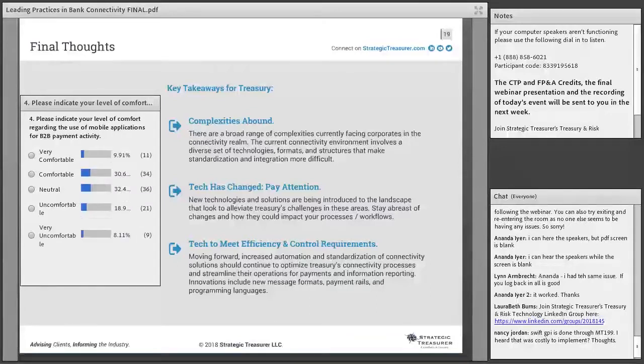Now, we're going to go ahead and show the results of this. Very comfortable with mobile apps, almost 40% comfortable and very comfortable. So a very mobile-friendly audience. Neutral is 33% almost, and we've got a little over a quarter are uncomfortable or very uncomfortable. So very interesting. Thank you for answering the polling questions.